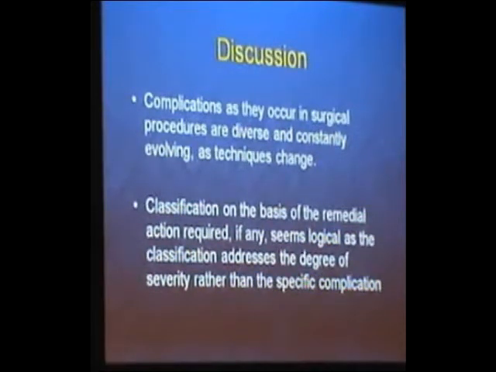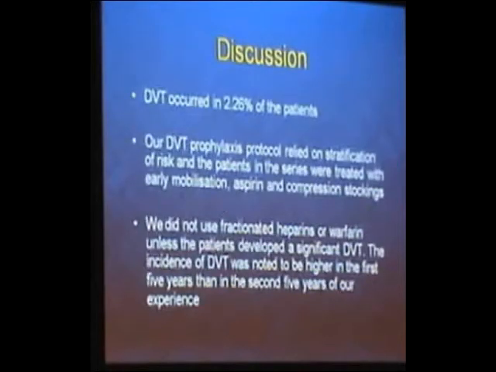Our commonest complication was DVT, and that occurred in 2.3% of the patients. Our prophylaxis is, as you heard from Dennis, aspirin and early mobilization, compression stockings, but we use a stratified approach, and patients who have high risk of or have had previous problems with thromboembolic occurrences are treated as required with anticoagulants of varying potency.